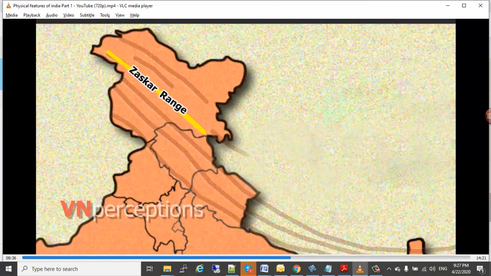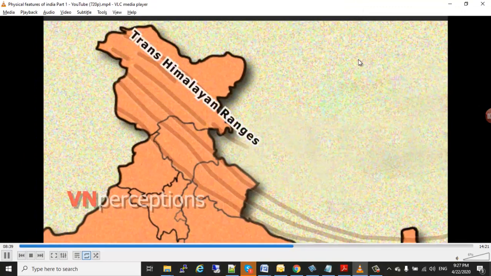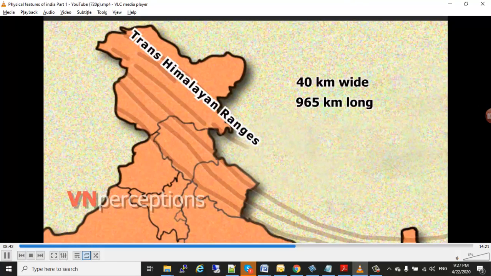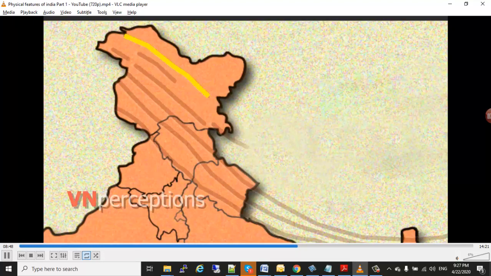The next one is the Trans-Himalayan Range. They are about 40 km wide and 965 km long. It consists of the Karakoram, Ladakh and Kailash Ranges.